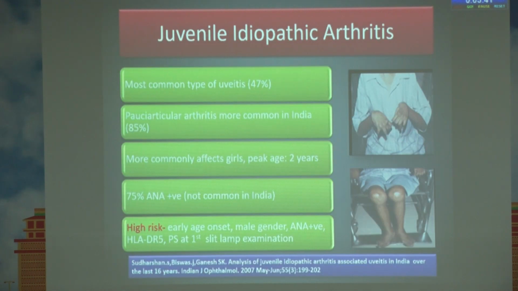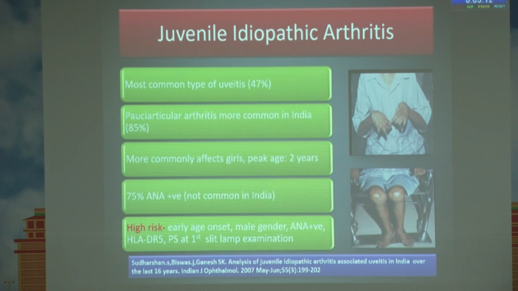Juvenile idiopathic arthritis is responsible for 47% of the total cases of pediatric uveitis, and JIA is of three types: pauciarticular, polyarticular, and systemic. In systemic JIA, there are no ocular manifestations. In India, pauciarticular arthritis is found to be the most common among JIA. This disease more commonly affects girls, and the mean age of presentation is usually 2 years, but it can be seen as early as the age of 6 months.